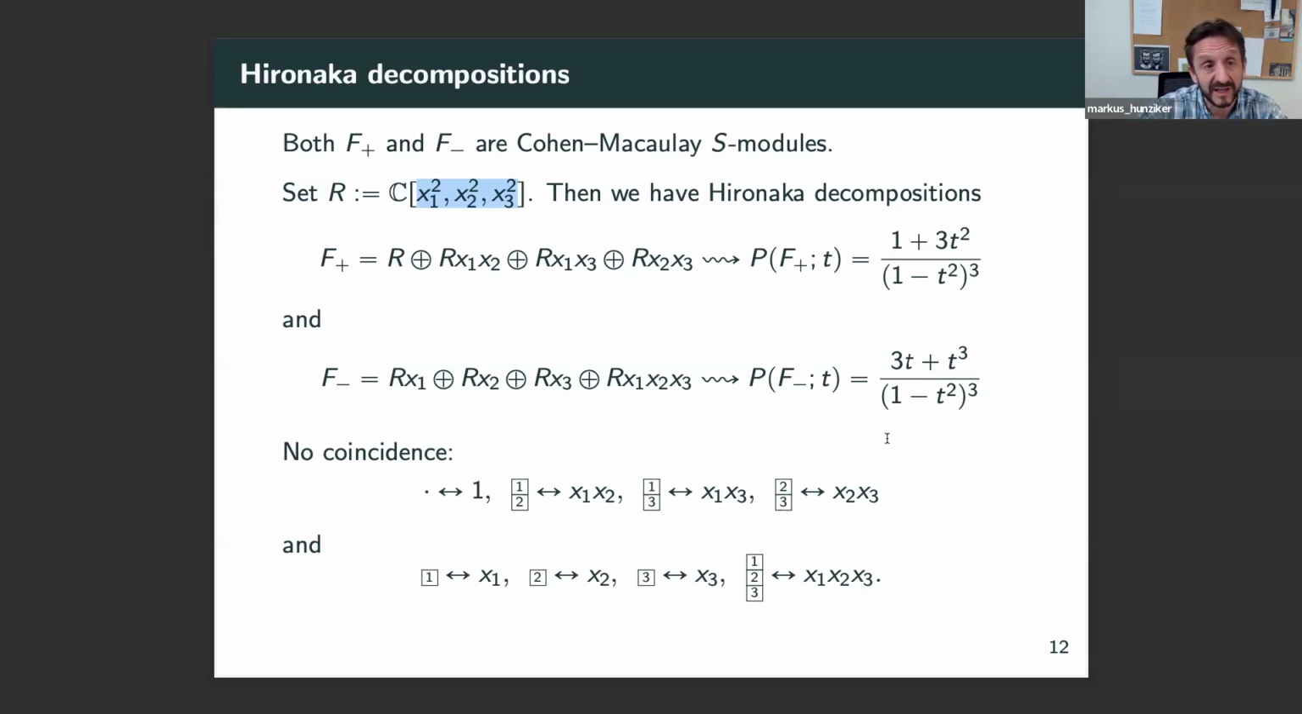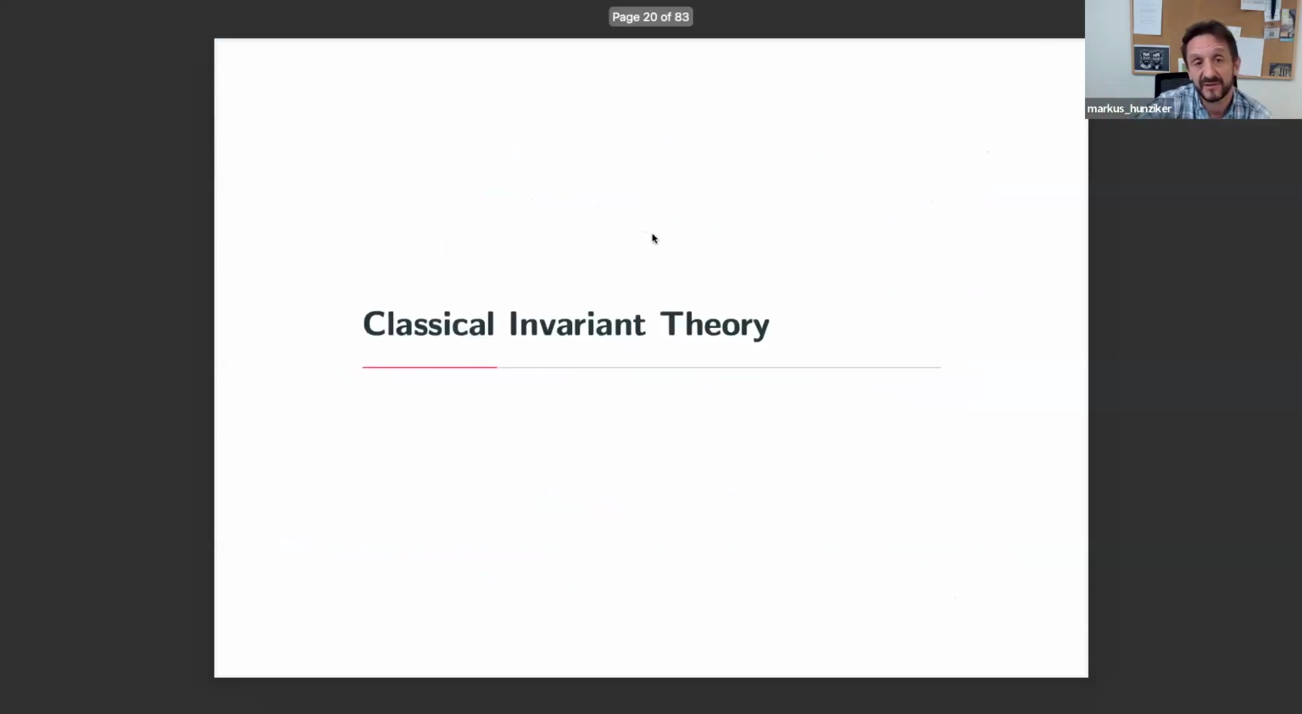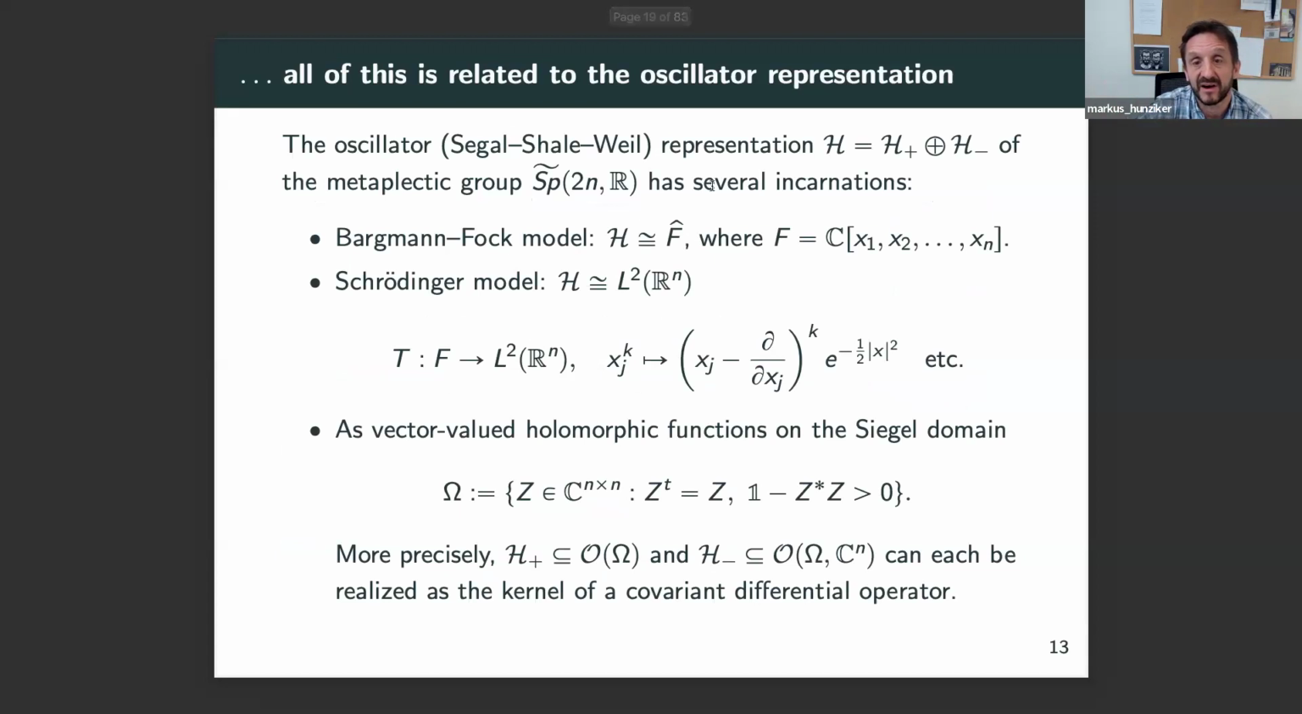By the way, why do I call it F plus and F minus? This has something to do with representation theory, namely these are the two components of the so-called oscillator representation. And one of the models for this oscillator representation is on polynomials. This is called the Bargmann-Fock model. So the Hilbert space of the oscillator representation is a completion of a polynomial ring. And the decomposition into these irreducible representations corresponds to the even and odd polynomials.